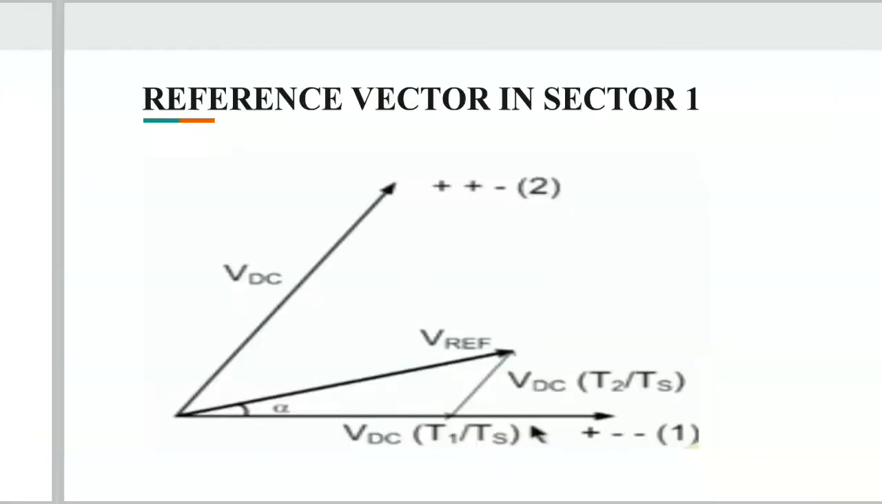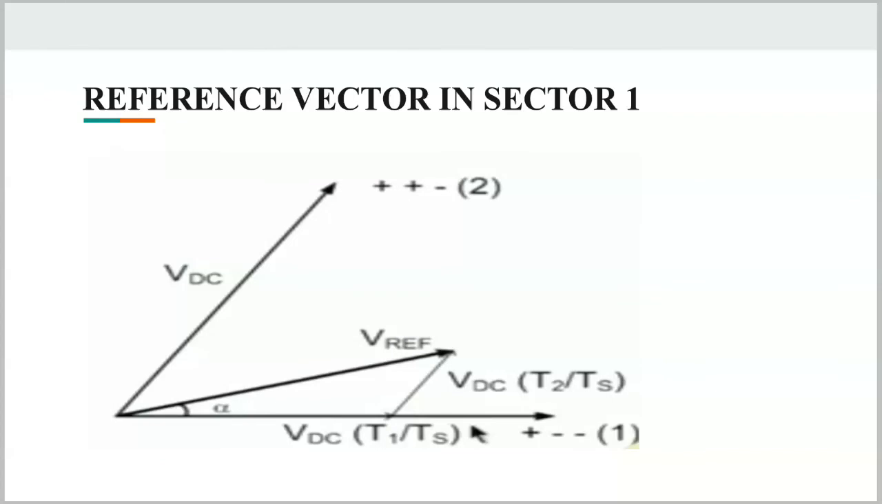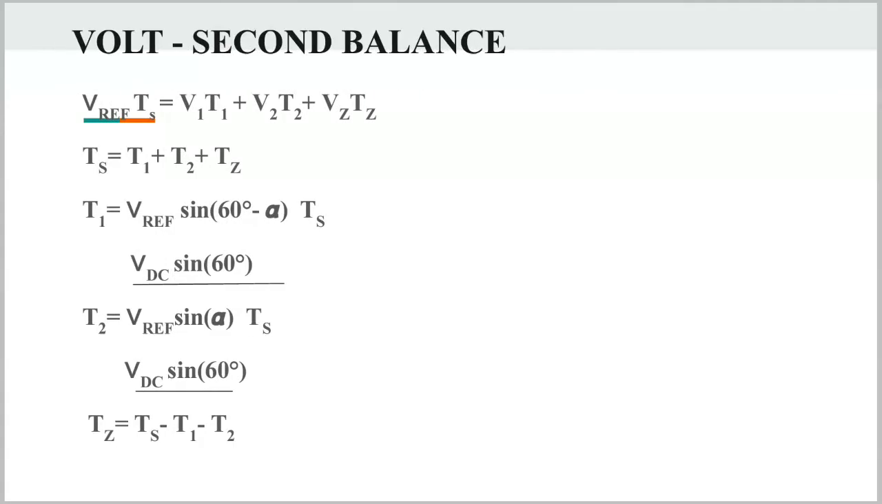Now we will see the reference vector in sector 1. This is what we get: active vector 1, active vector 2 and a null vector, and they have to be applied for times t1, t2 and tz. We will see how we calculate t1, t2 and tz. As shown here, V reference Ts is equal to V1 T1 plus V2 T2 plus Vz Tz, and Ts is equal to T1 plus T2 plus Tz.